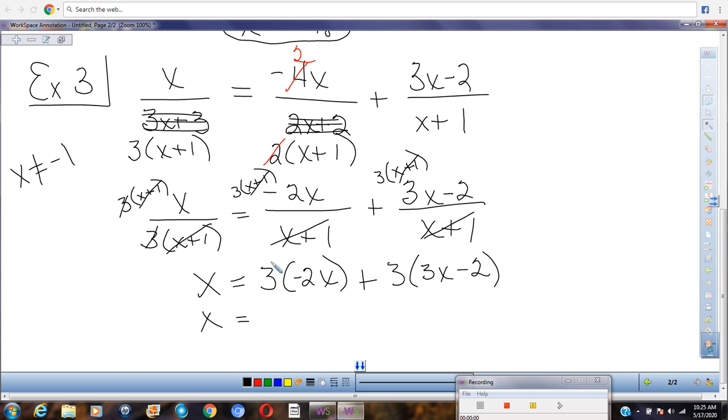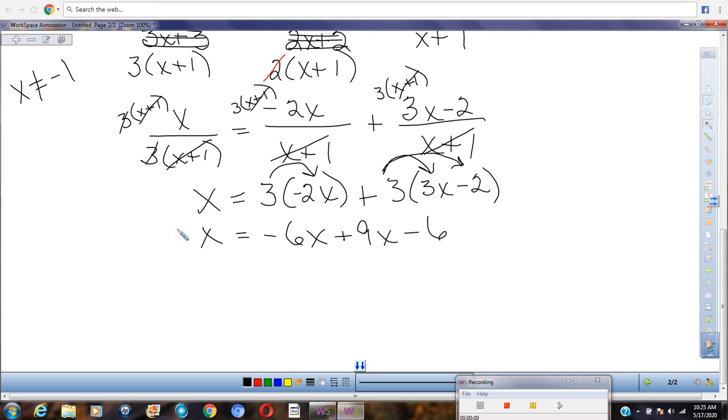We're going to distribute. 3 times a negative 2x is negative 6x. And then that's the end of the parenthesis. We're done distributing that 3. Plus, we have 3 times 3x, which is 9x. And we have 3 times negative 2, which is negative 6. All right. Combining like terms, we get x equals negative 6x plus 9x is 3x minus 6. Moving our x's to the left, I'm going to subtract my 3x.